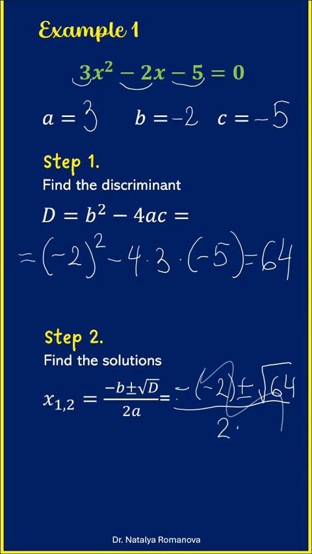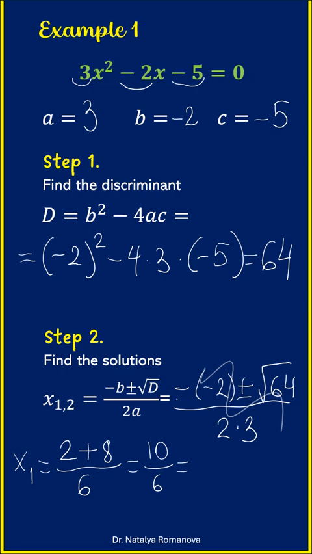A equals 3, so 2 times 3. Now we can simplify. x sub 1 equals minus negative 2, which gives positive 2 plus the square root of 64, which is just 8, divided by 6. We can find this value: 2 plus 8 is 10 over 6. We can cancel out 2. It would be 5 over 3.